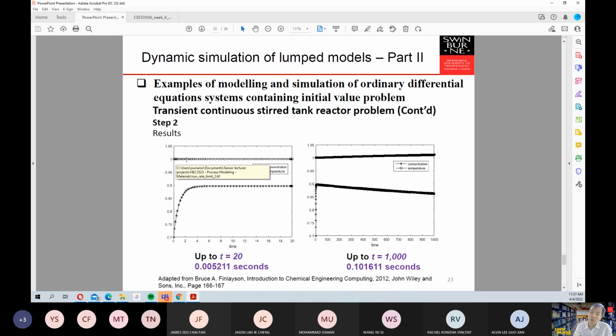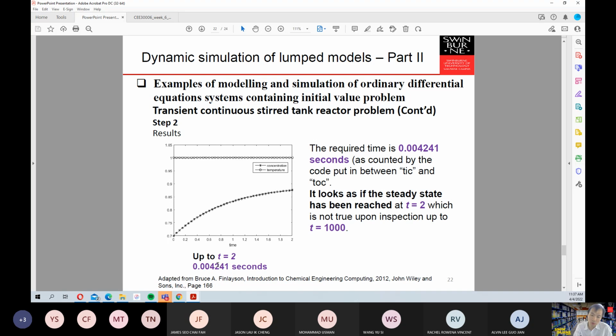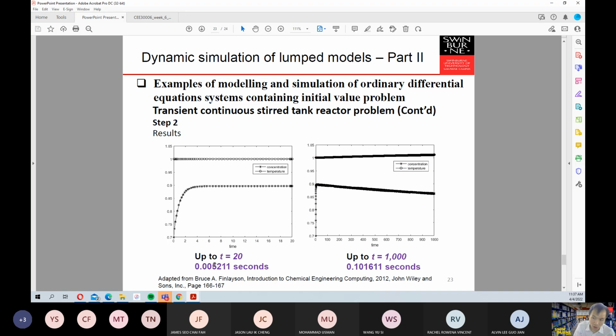Your temperature seems to be flat, but this is actually not the case. When you increase it to 20, you don't have much difference from before. It's only 0.004, so you're adding 0.001, right? You're still not sure whether this is correct or not, so you increase up to 1000.